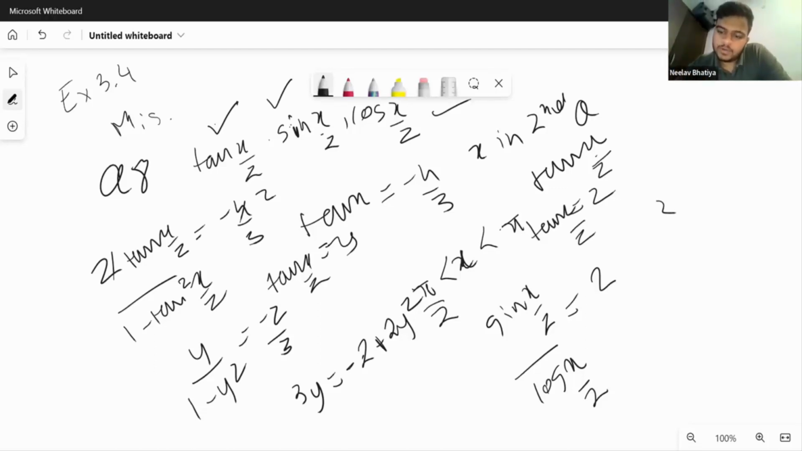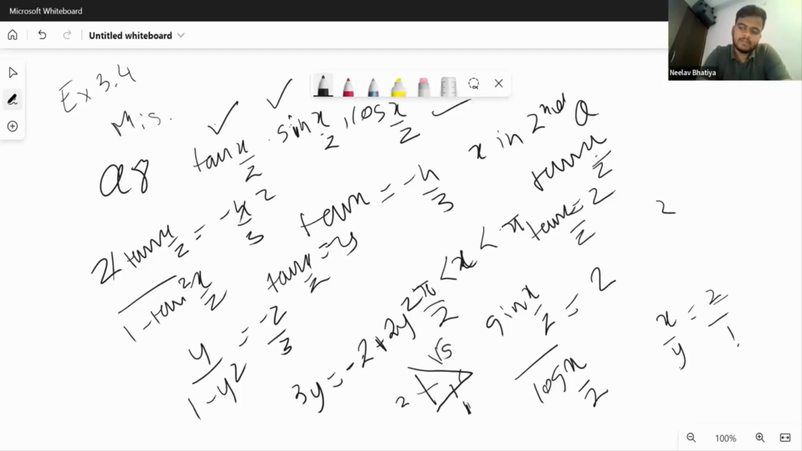Now I know that x upon y is equal to 2 upon 1. So x is equal to 2, y is equal to 1. Try and do that, right? If you construct a right angle triangle and you want to calculate the tan of this, height upon breadth is your tan, correct? So height is 2, breadth is 1, because tan x by 2 is 2 upon 1. So the hypotenuse is root 5, isn't it?